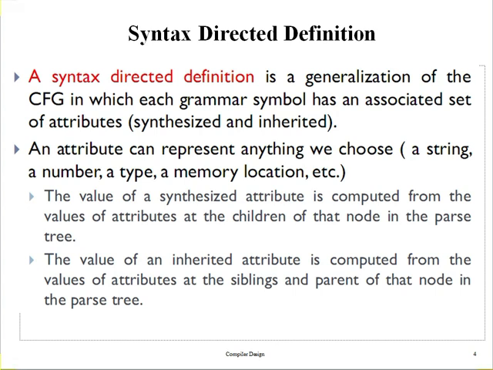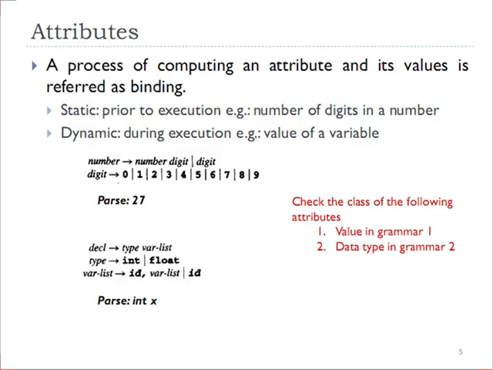So the inherited attribute can be computed from the siblings, that is from the nodes at the same level, from the same parent, and from the parent itself. So the attributes can be, as we already said, anything that may carry meaning.